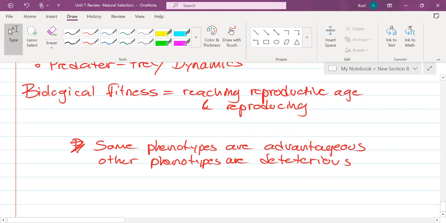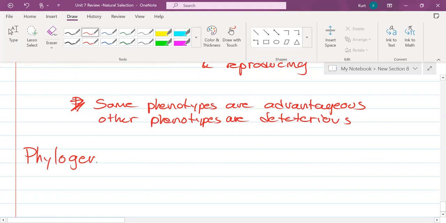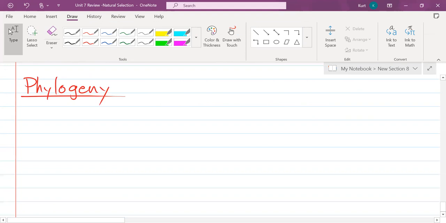All right, we did that. I'm just looking at my long list here, and I have a lot. So I want to make sure I get everything. Ooh, phylogeny. Oh, boy, I can't believe I almost forgot this one. We have 5 minutes. Phylogeny. Take a look at this phylogenetic tree.